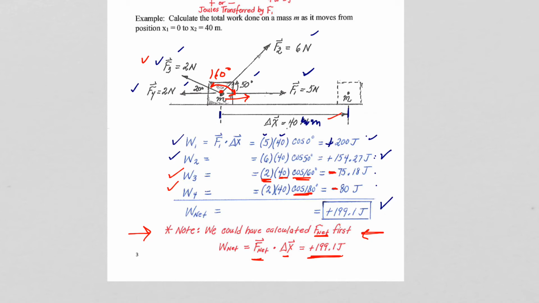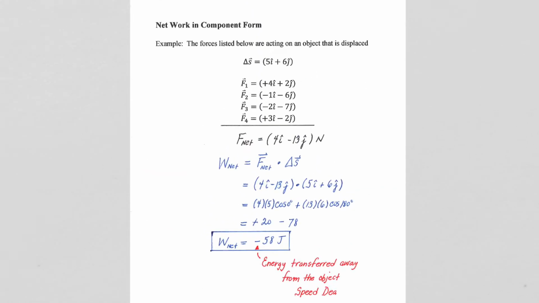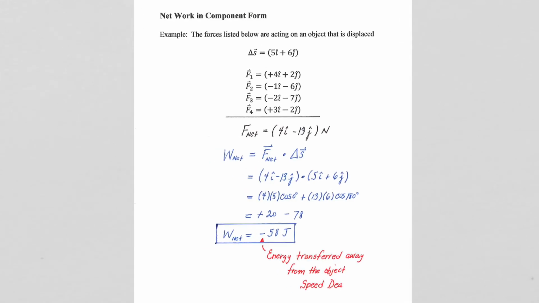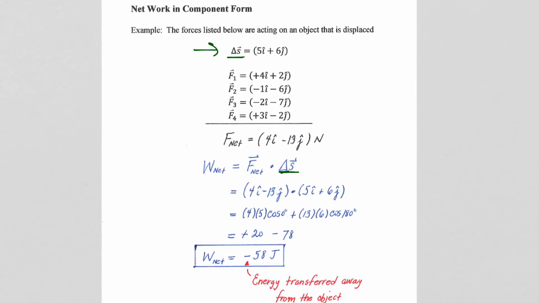Well, the last thing we have to talk about in terms of net work is, what if you are given the forces in component form? So what if now my displacement, delta x, so I don't have a delta x, I have a delta s, what if that displacement, delta s, now replaces my delta x, so my net work is F dot delta s. Now it's very easy to calculate the net force. I can just line up my x's and y's and calculate the net force.